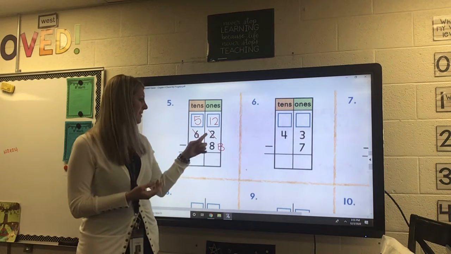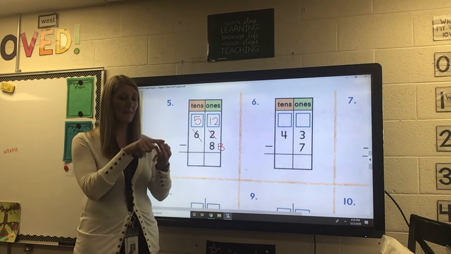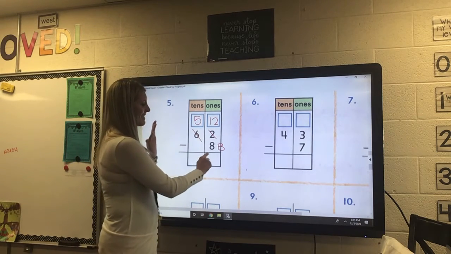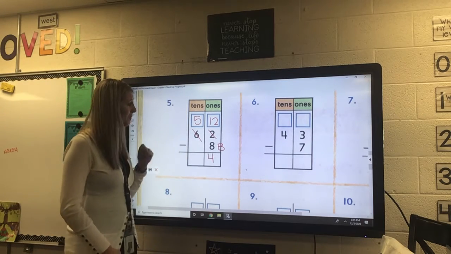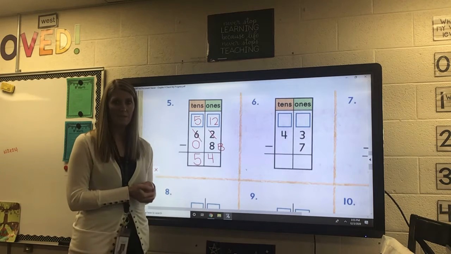All right, I have 12 minus 8. I gotta think, 12 minus 8. Well, 8 plus what is 12? It's a fact family. So 8, 9, 10, 11, 12. Well, that's 4. So 12 minus 8 has to be 4. And then I can go to my tens column and do 5 minus 0. Well, that should be 5.